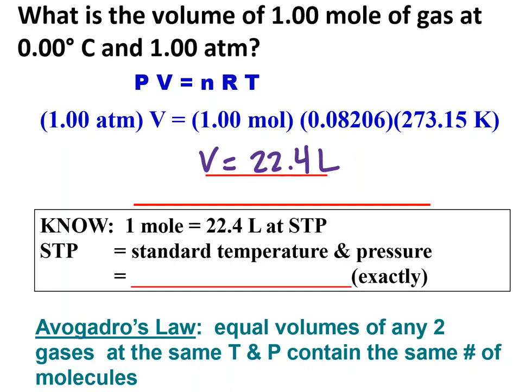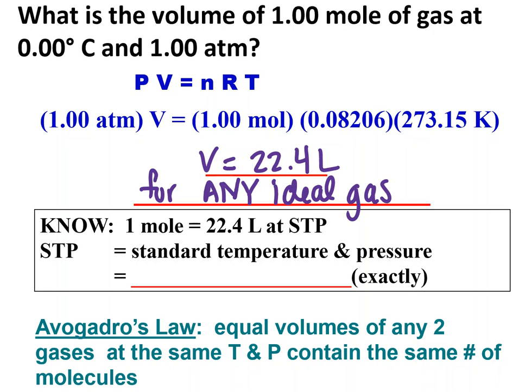We would get the same answer if it were hydrogen or helium or oxygen or whatever, as long as the gas obeys the ideal gas law, as long as those assumptions were reasonable. So for any ideal gas, 22.4 liters for a mole.